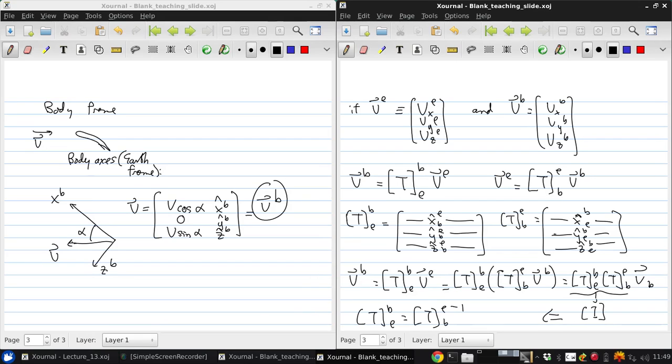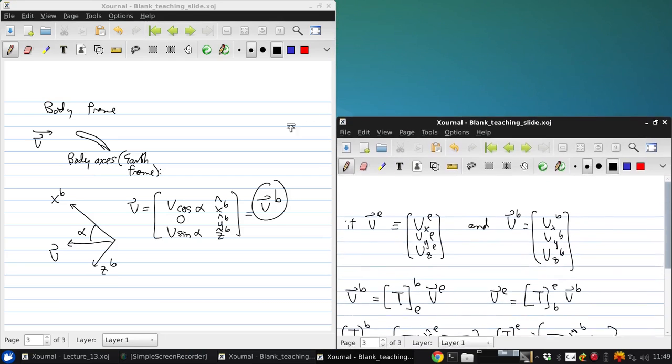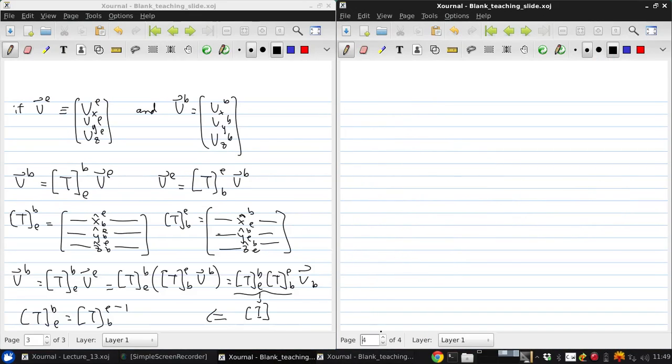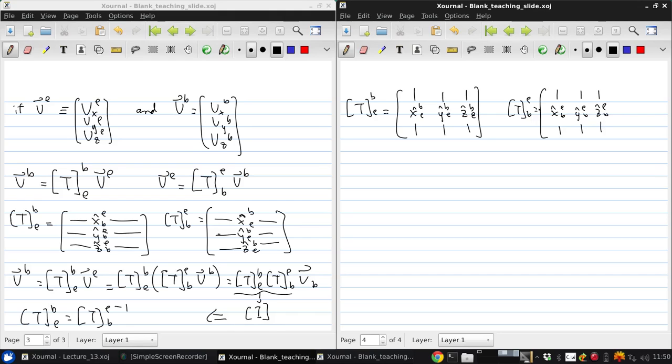Now, since these matrices are inverses of one another, they can also be written using the opposite unit vectors as columns. This turns out to be a little bit more intuitive. So we could write T_BE as x hat BE, y hat BE, z hat BE and T_EB as x hat EB, y hat EB, z hat EB. And this is a little easier to remember because now the sub and superscripts are in the same order for the matrix and the vectors.